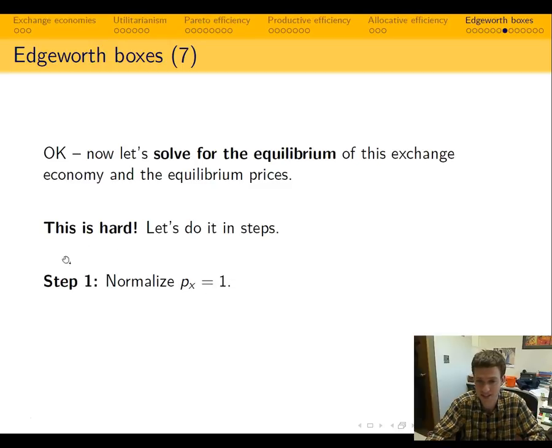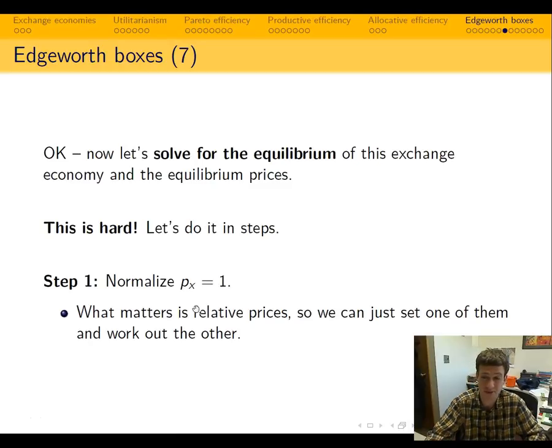Step 1 is the easiest step. What matters in a market is not prices, but relative prices, and therefore we can always just normalize one of the prices to 1. You could also normalize the price to 2. You'd end up solving for the same relative prices. Do not normalize a price to 0, because then you'll end up dividing by 0 and bad things will happen. So always normalize a price to 1.